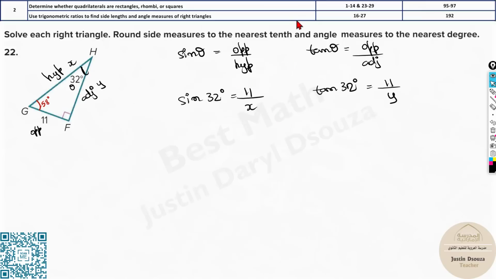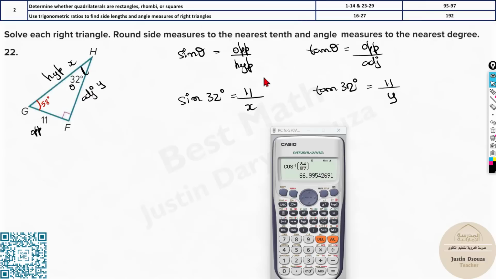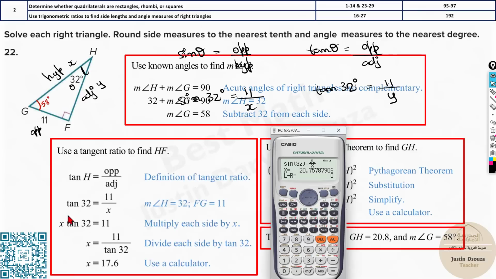I'll show you the steps as well. Both ways I'll show you here. First, you can just write sine, not inverse, sine 32 equals 11 divided by x, using alpha and calc for x. Then shift and solve, and press equals. This is your answer, the first one. You can see one of the sides is 20.8, that is GH. Yes, x is GH, isn't it? That's 20.8 because we are rounding off to the nearest tenth.